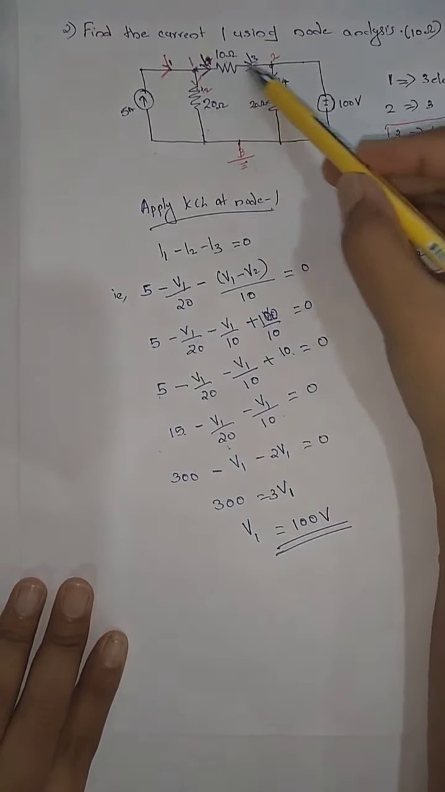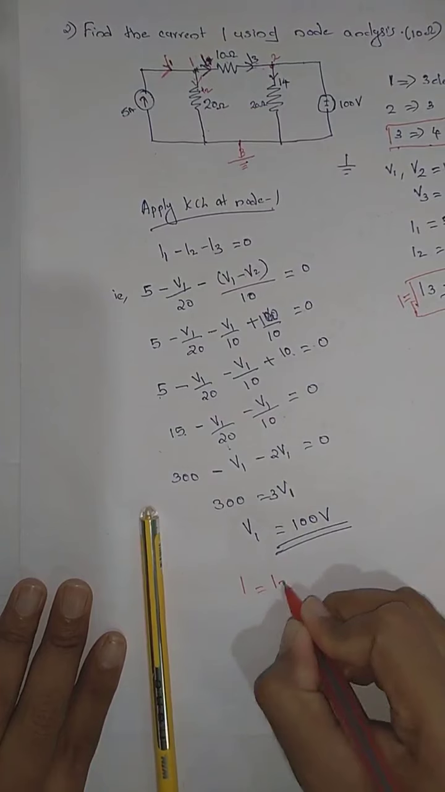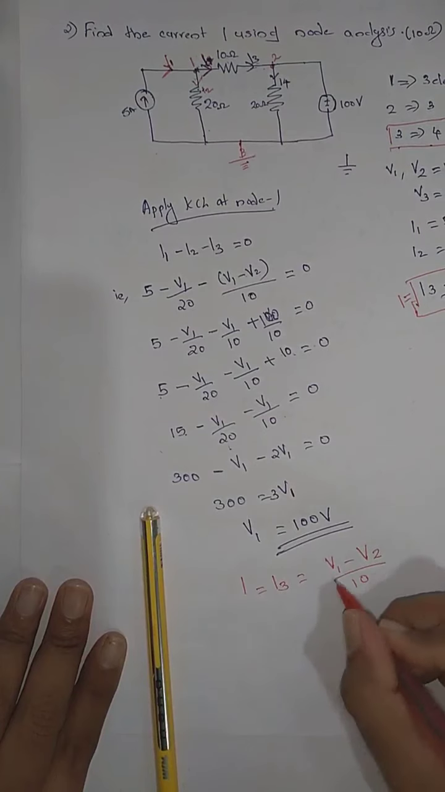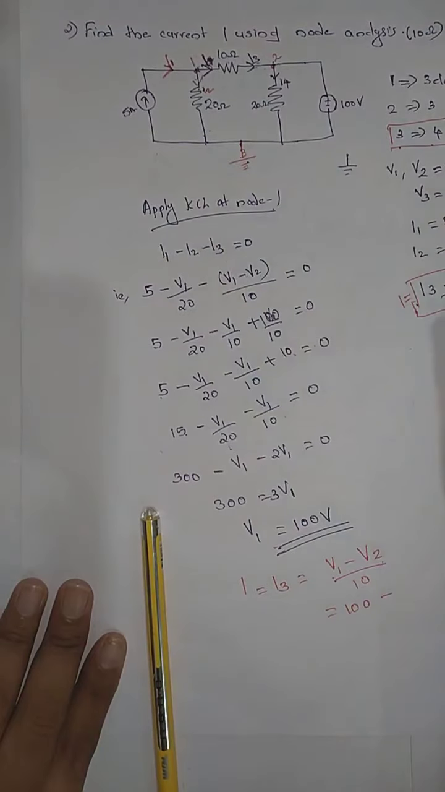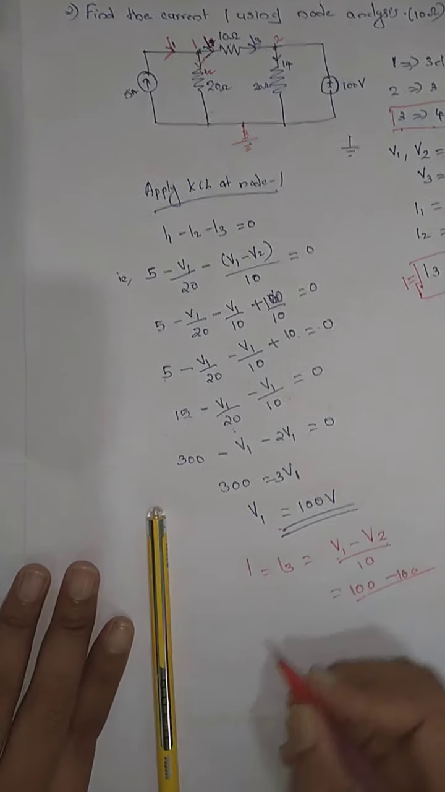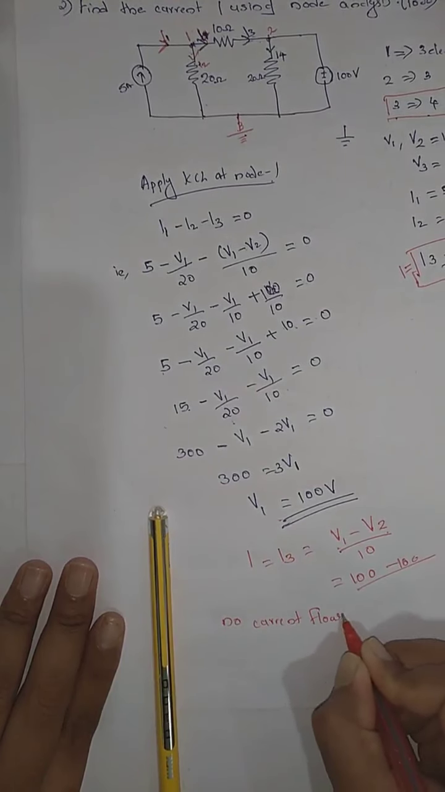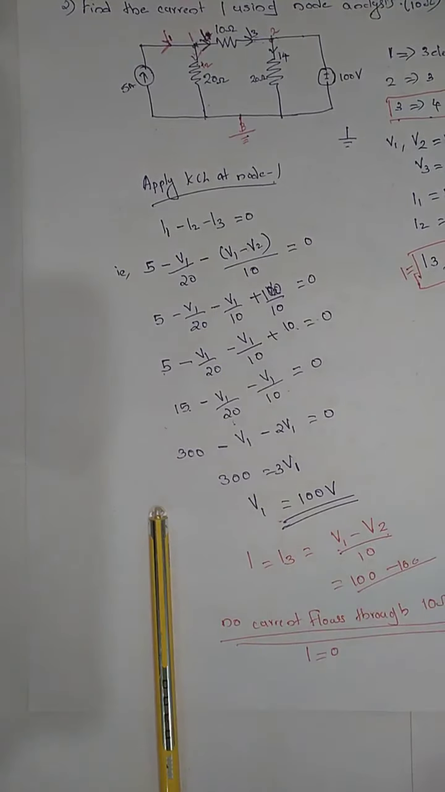Okay, and what is the required value we want? We want the current I3. What is this current I3? I3 is equal to V1 minus V2 by 10. Okay, and what is V1 and V2? V1 we got as 100 minus, what is V2? V2 already we got as 100, isn't it? 100 minus 100 is 0. So no current flows through our 10 ohm resistor. No current flows through 10 ohm, or I value is equal to 0.